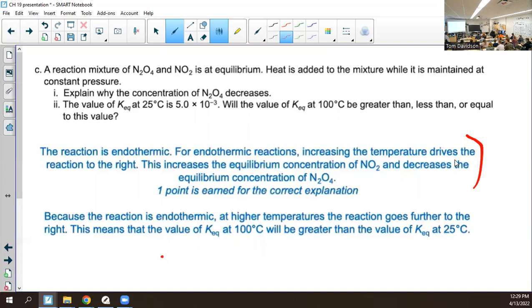It makes more products. I don't think this one did. No, you don't have to. So, yep, you just need that. This means the KEQ at 100 will be greater.